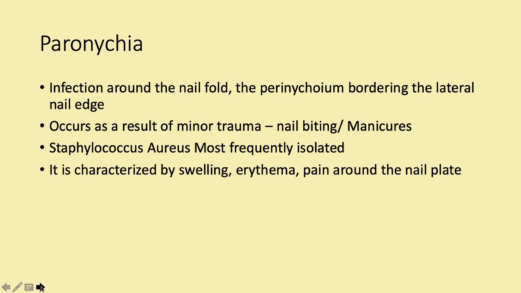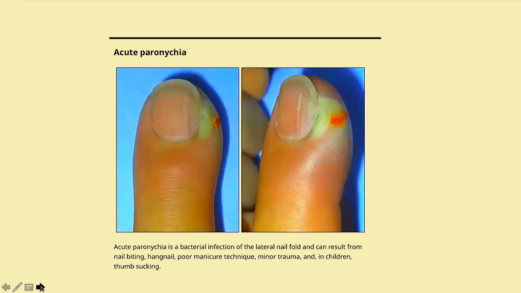For digit infections now, one of the most common ones we have is the paronychia, which is the infection affecting the lateral folds at the nail edge. It is commonly seen following manicures or nail biting. Staphylococcus aureus, as mentioned before, is one of the most frequently isolated organisms. It can be characterized by erythema, pain around the nail plates, and swelling. Usually the patient will complain of swelling around the lateral parts of the nail edge, as can be seen in this picture. In children, it can also be seen with frequent thumb sucking.